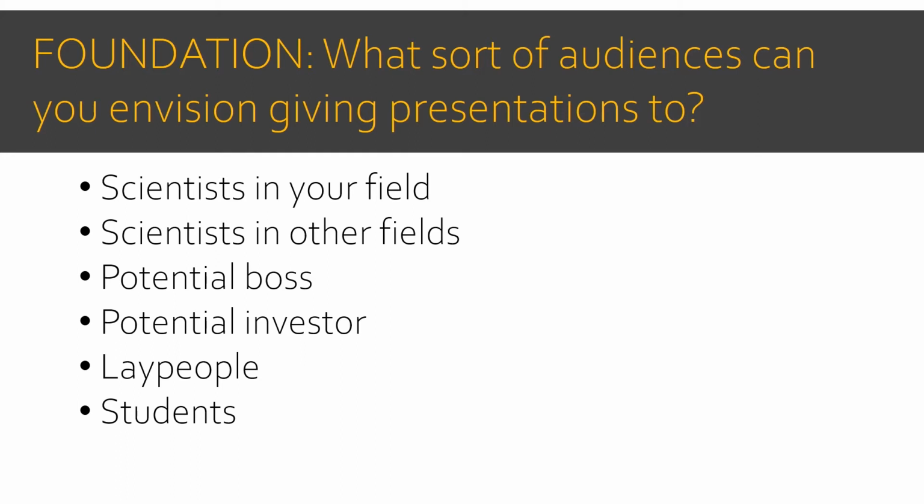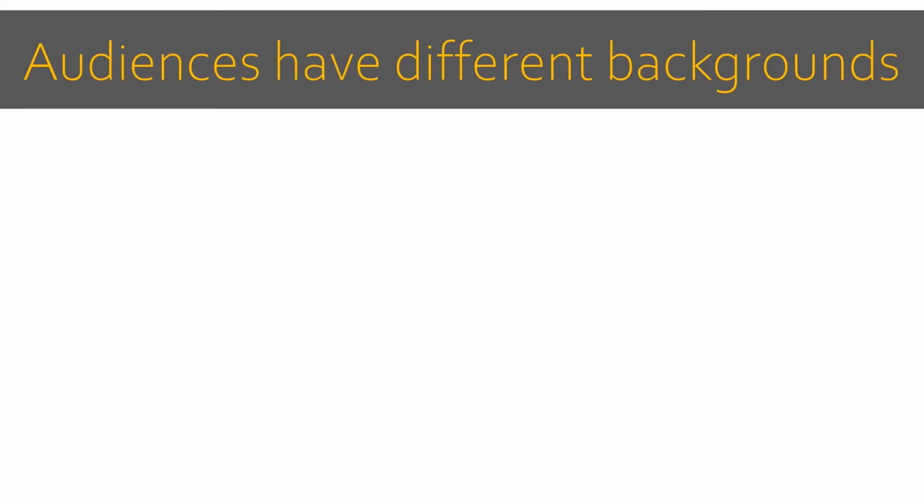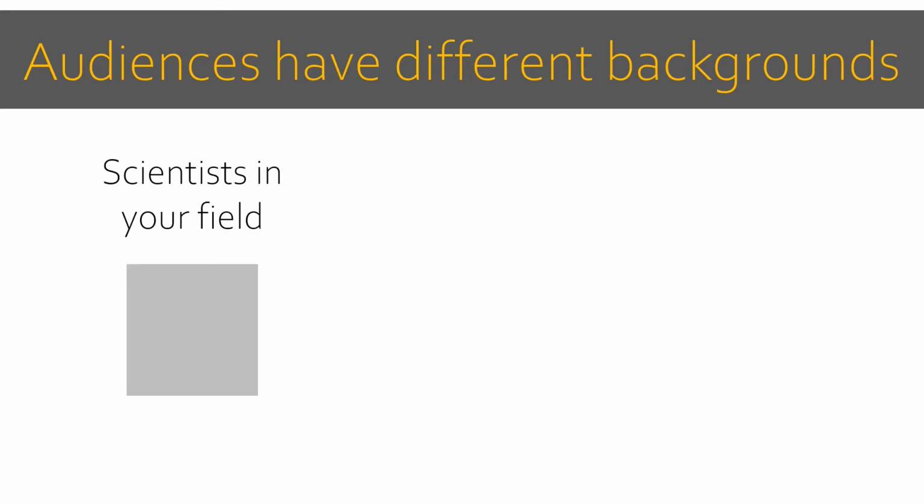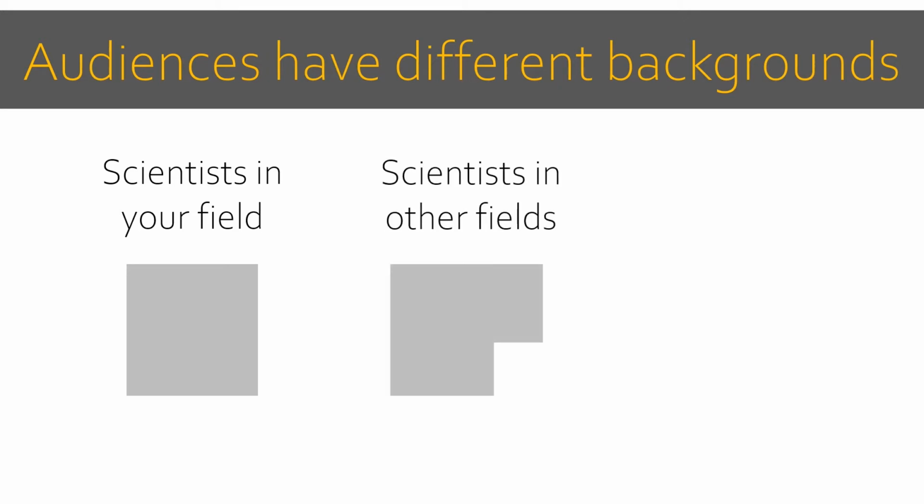So much in the way that houses have different shaped foundations, audiences have different backgrounds. So scientists in your field will have one kind of footprint or background. Scientists in other fields will have a slightly different footprint or background. And lay people will have a completely different footprint or background. So it's really important to realize what is the footprint or background of these people and how can you present to make the best use of that space or of that information.